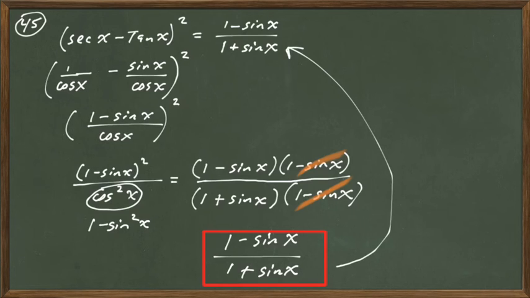So that was 45. I changed everything into sines and cosines. Then I wrote it as a single fraction, squared. Squared the top, squared the bottom. Realized that cosine squared was the same as 1 minus sine squared. Then 1 minus sine squared would factor into 1 plus sine and 1 minus sine. Those would cancel, leaving me my result.